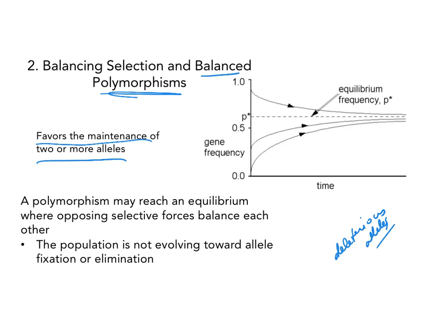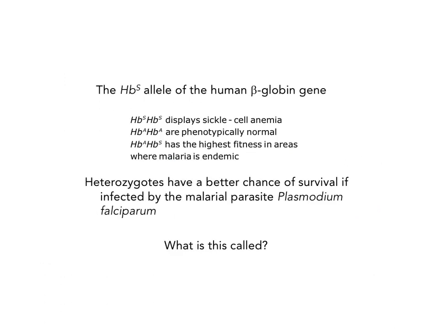And this is demonstrated in here, where you've got these frequencies that are converging on this equilibrium, and this is a balancing, if you will, where you maintain both of them and you don't select. The selective forces are balanced. A classic example of this is seen with the HBS allele of the human beta globin. So remember that if you have both of these sickle alleles, then you display sickle cell anemia.